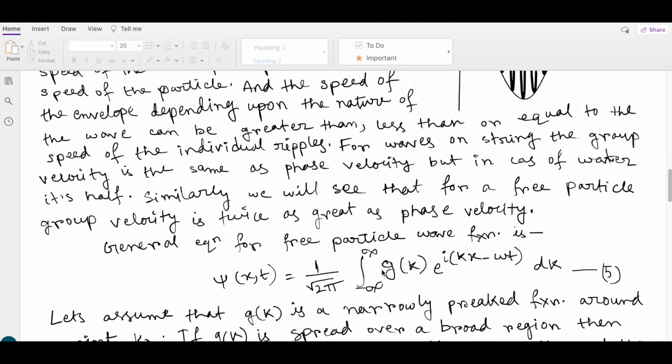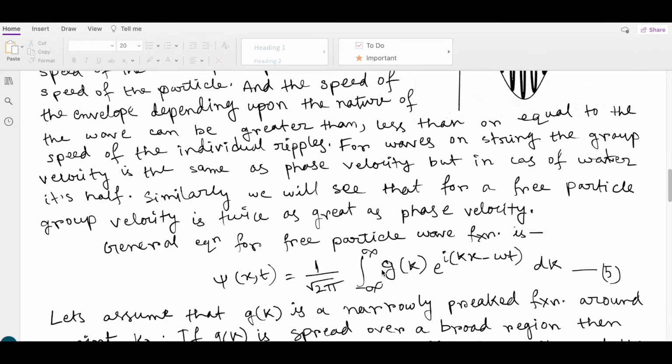For waves on a string, the group velocity is the same as the phase velocity, but in the case of water waves it is half. That is, the group velocity is half the phase velocity. You can do an experiment by throwing a stone in a pond. You can see the individual ripples going faster than the envelope of the wave. Similarly, we will see that for a free particle, the group velocity is twice as great as the phase velocity.